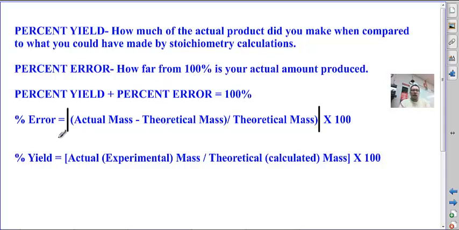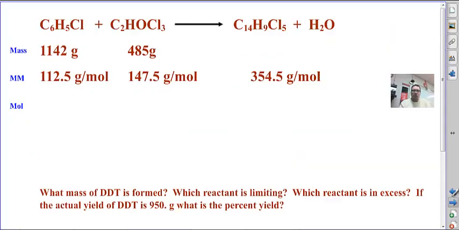And we've done percent error in lab. Again, it's an absolute value. You take the experimental mass that you got, subtract the theoretical mass, what I could have done that I calculated by stoichiometry, divide that by the theoretical mass, again the stoichiometry calculated one, absolute value, so it doesn't matter if it's negative, times 100. All right, let's just put it into practice.